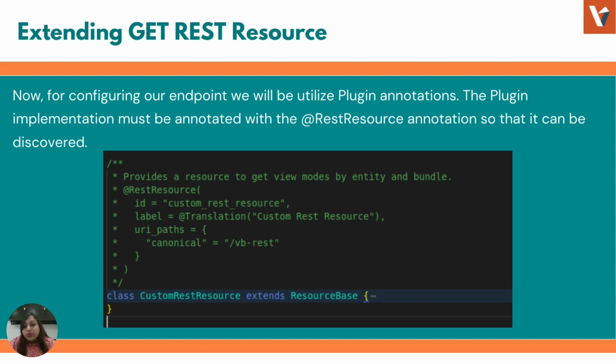Then this URL you see, VB REST. What is this URL actually? This URL will be used to get a response from our resource. Like when I will be hitting this URL, the system should send a message to me. That means this URL will be a trigger point for the resource response.